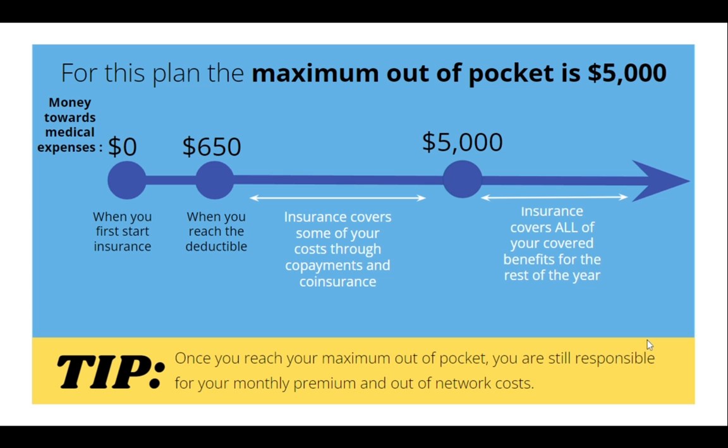For this scenario, the maximum out-of-pocket is $5,000. Maximum out-of-pockets are usually a high cost that might take some time to get to. In the diagram, the time period between when you have reached your deductible, $650, and the maximum out-of-pocket, $5,000, is when you are sharing costs with your insurance company through co-payments or co-insurance.